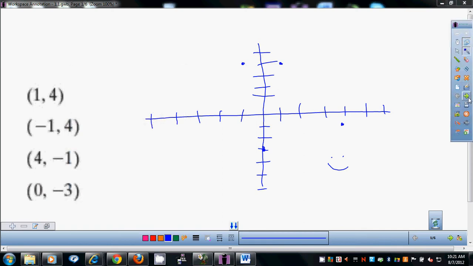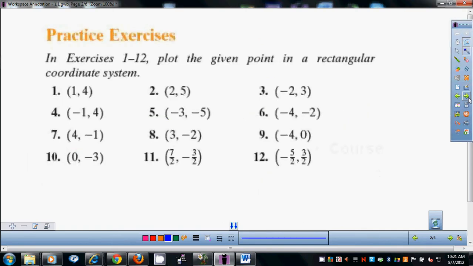And here we go. First batch. Plot the given point in a rectangular coordinate system. A rectangular coordinate system is just a coordinate plane. They just call it a rectangular coordinate system. We've already done this. 1, 4, 7, and 10 were the demos. I just want to see if you could do it. Looks like most of you could.